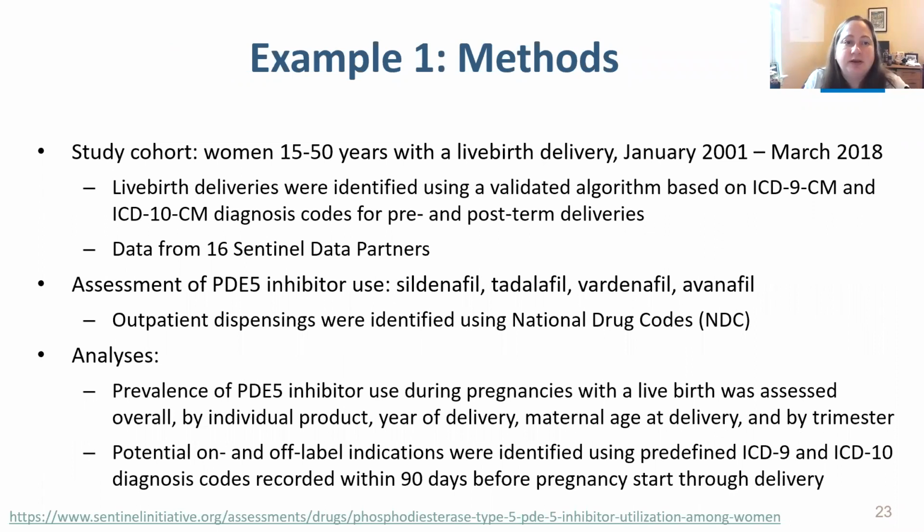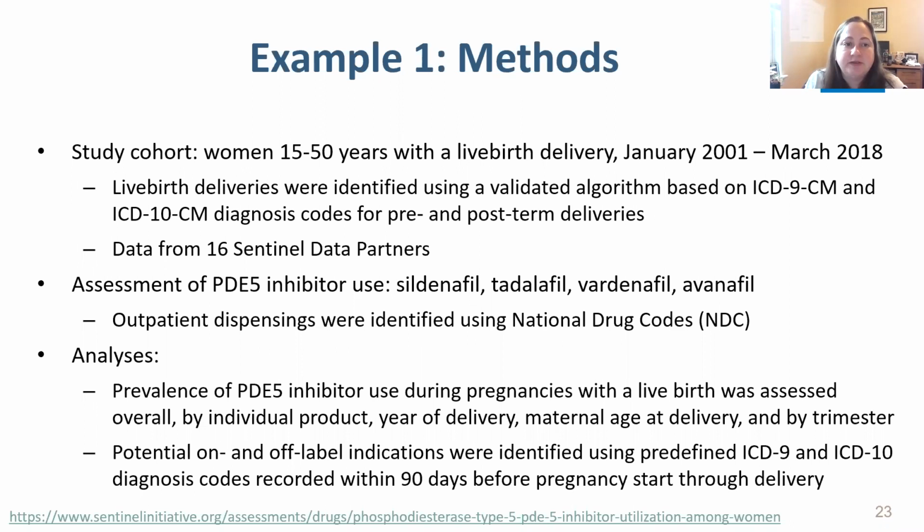Here they looked at women 15 to 58 years of age, and they looked at live birth deliveries. I will say the mother-infant linkage that we have looks really only at live birth deliveries right now. There are methods projects to expand that. They looked at a broad time range, from January 2001 forward to March 2018. There has been a lot of work in pregnancy done within Sentinel, so now there's a validated algorithm based on diagnosis codes for pre and post-term deliveries. And here they used data from 16 Sentinel data partners.